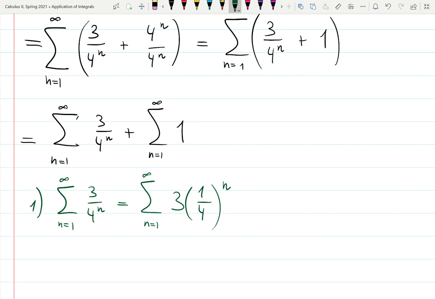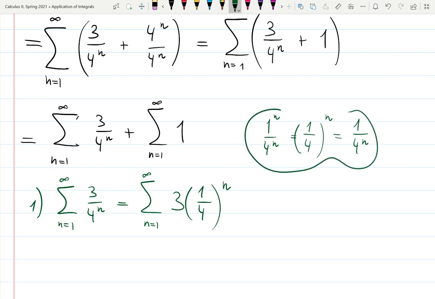Do you understand what I just did? So 1 to the n over 4 to the n is the same thing as (1/4) to the n, which is the same thing as 1 over 4 to the n. Make sure you are good with exponents and rules of exponents. I have a special video about that. If you want, you can watch.